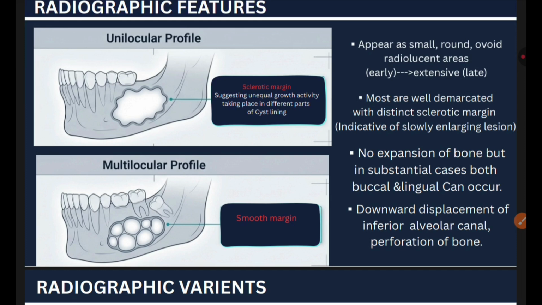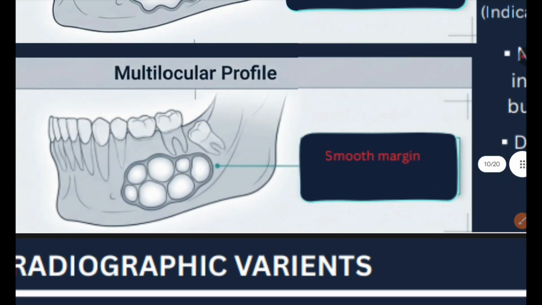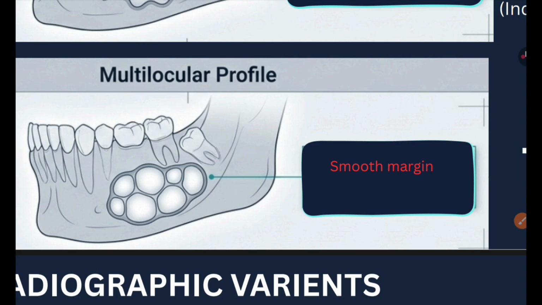There is no expansion of bone, but in substantial cases, both buccal and lingual expansion can occur. It also displaces the inferior alveolar canal downward, resulting in perforation of the bone. In the multilocular profile, there is a smooth margin.